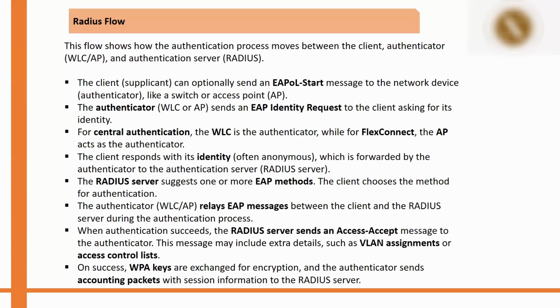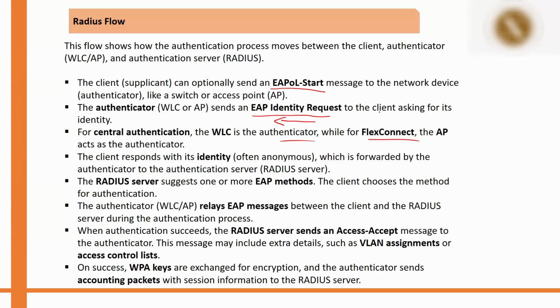RADIUS flow. This flow shows how the authentication process moves between the client and the authenticator. Whatever we talked about, the same steps have been mentioned here. Let's read the main points. The client sends an authentication EAPOL start, then an EAP identity request is sent from the authenticator to the end device. And for central authentication, the WLC is the authenticator.